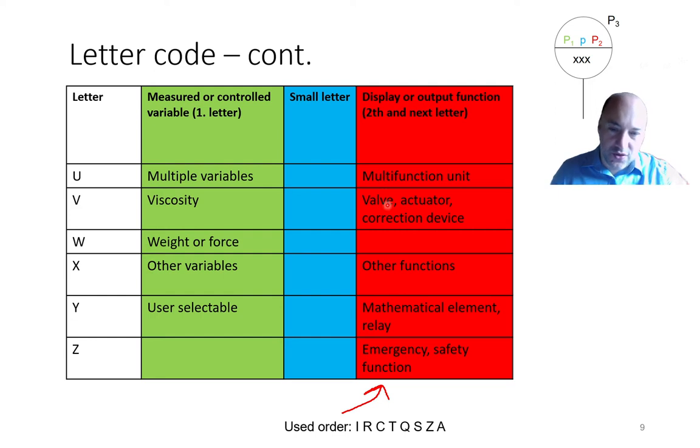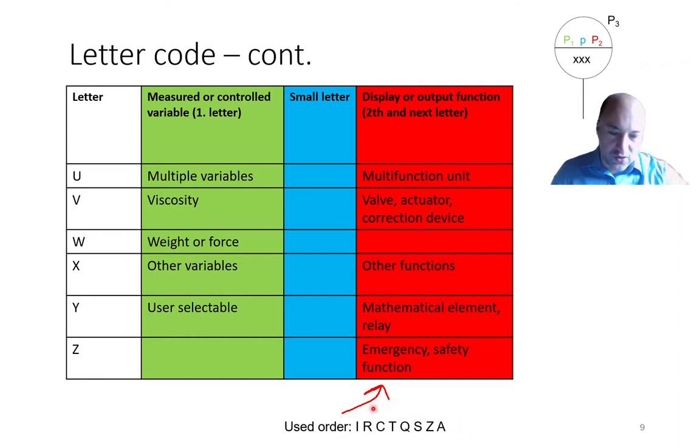You can also see here, for example, letter V. This stands for a valve or an actuator. This would be quite useful if you are controlling, for example, the flow. You will have a flow sensor. The flow sensor will give you a signal, and then you will control a valve or an actuator to control the flow. And we'll see that we have special symbols also for valves and different kinds of actuators.